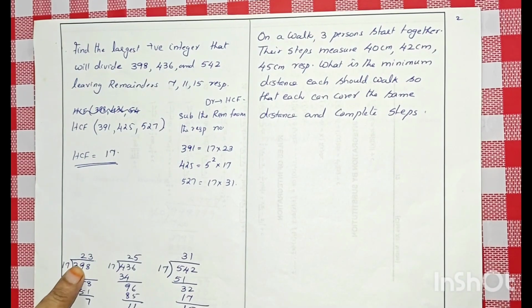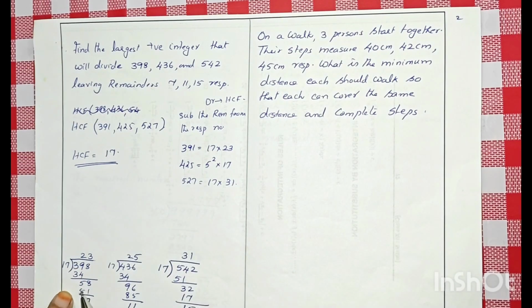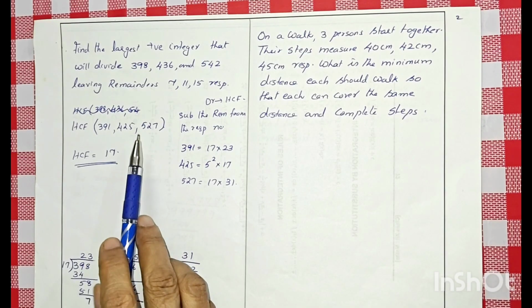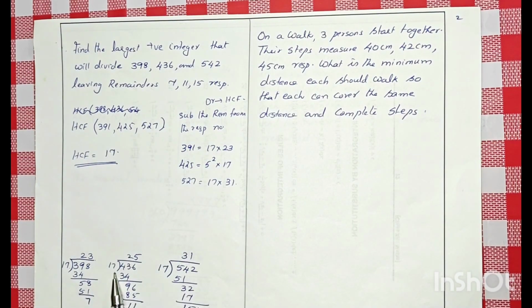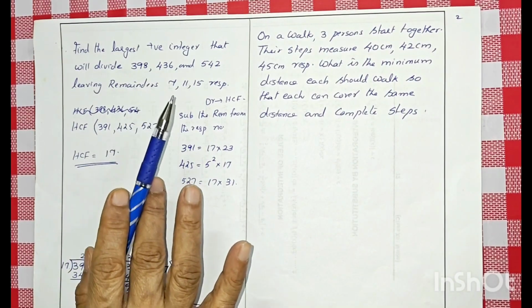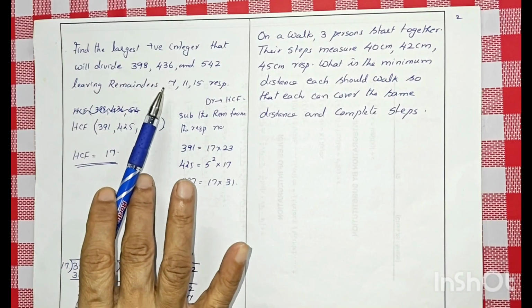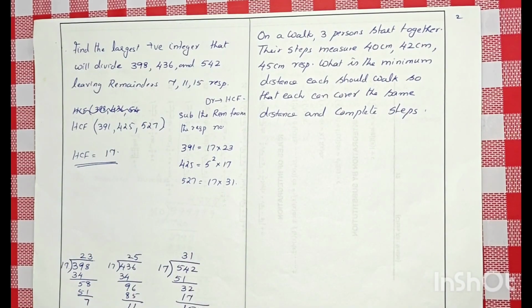For checking, you see 398, because you need remainders of 7. 398 divided by 17, you will get a remainder of 7. For 436, again you divide by 17 and check, you will get 11 as a remainder. And similarly for 542, you will get 15 as a remainder. So here, when you are seeing this HCF, first you have to subtract the remainders, and then you have to find the common factor.